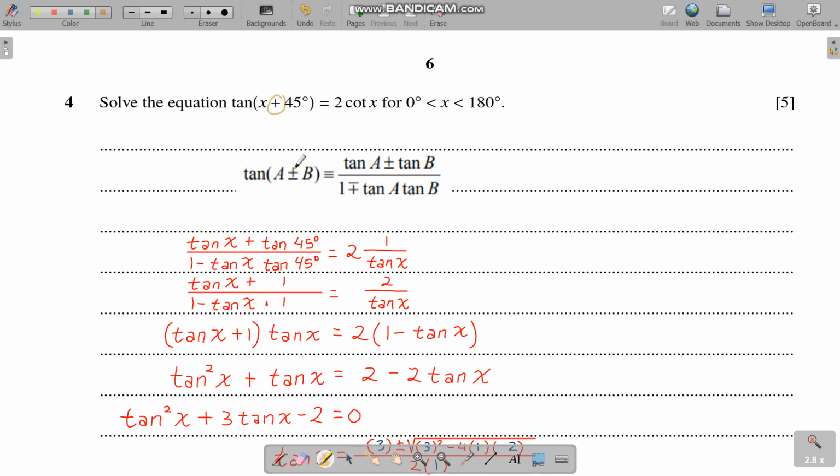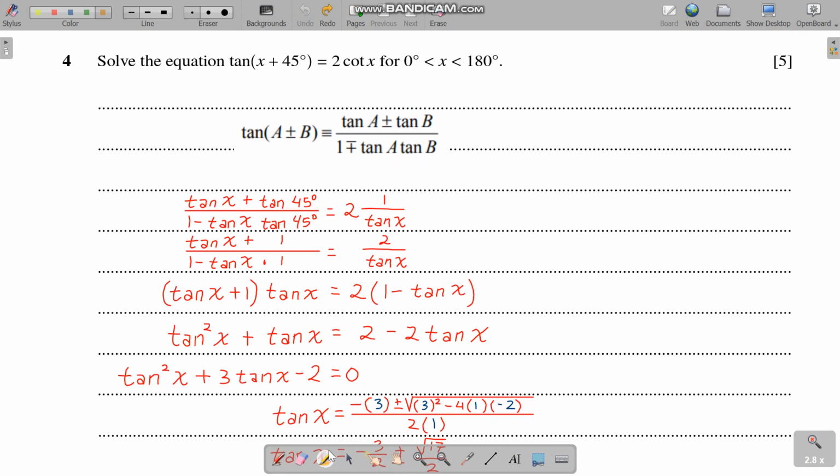Since we have plus, we are using the plus, the minus. So using the formula, we get tangent plus tangent over 1 minus tangent. Now we don't have the MF19 formula for this.